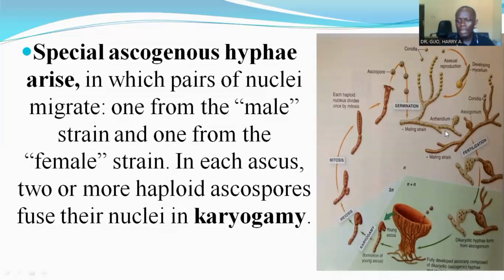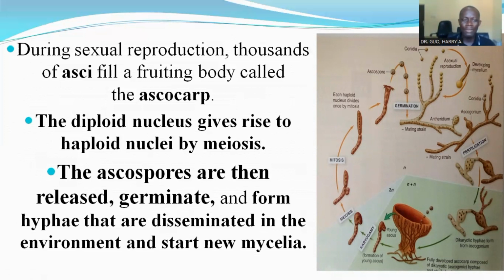So here, after the fertilization, there's a fusion of the nuclei to form dikaryotic hyphae. The dikaryotic hyphae are now n plus n, and that's what we call karyogamy. Of course, during sexual reproduction, thousands of asci fill a fruiting body called the ascocarp. Now, this is the ascocarp, as it develops into a full fungus.